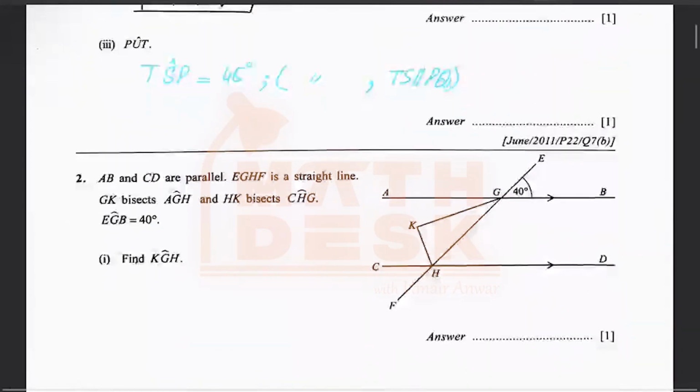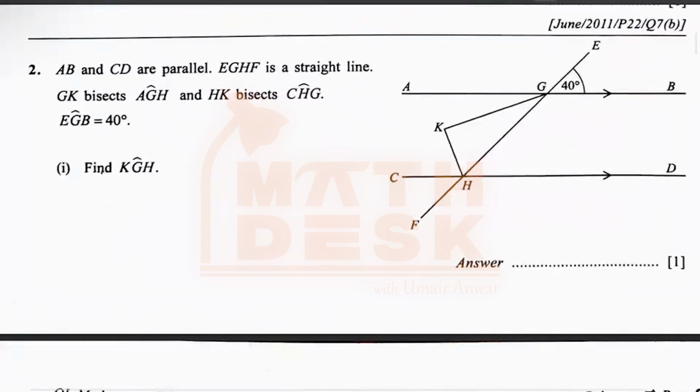It says AB and CD are parallel. So this AB and CD are parallel lines. EGHF is a straight line, so it is a transversal between these two parallel lines. GK bisects AGH. So this whole angle AGH is broken into two parts by GK. And HK bisects CHG. So this whole angle is broken into two parts by this line. EGB is 40. This whole angle is 40 degrees.